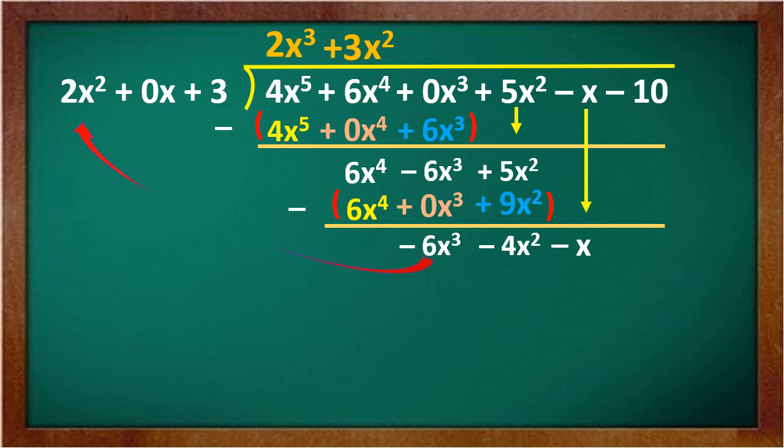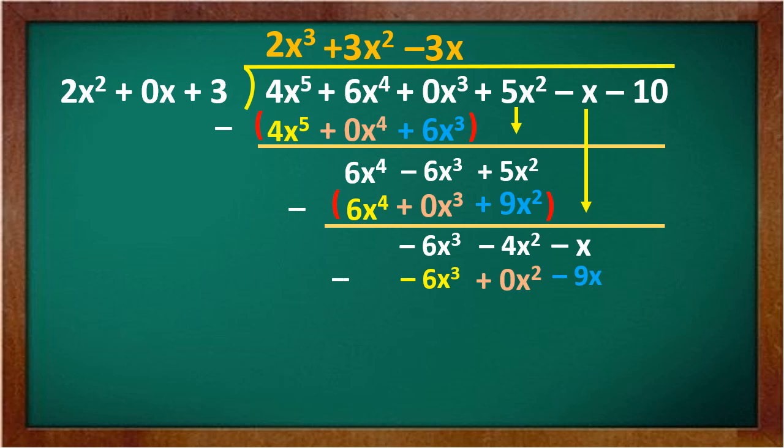So again, process natin, divide the first term to the first term of the divisor. Okay, negative 6x cubed divided by 2x squared. So negative 6 divided by 2, negative 3. x cubed divided by x squared, so subtract the exponent, that is x. And then, multiply it back to each term of the divisor. So negative 3x times 2x squared, negative 6x cubed, negative 3x times 0x, 0x squared, negative 3x times 3, negative 9x.